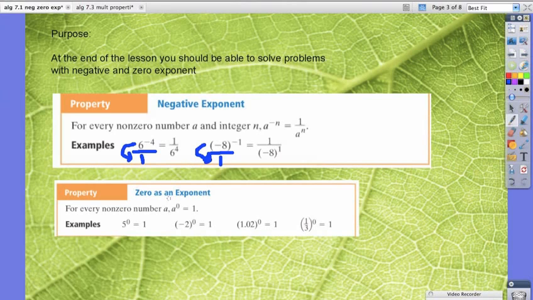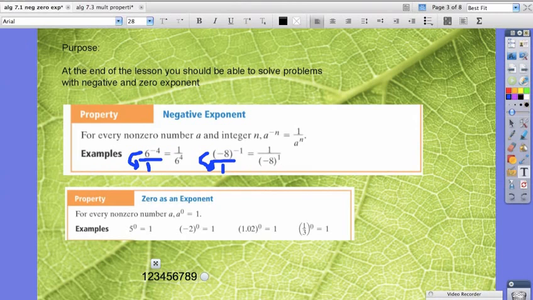For zero exponents, these are fairly easy. It basically says for every non-zero number a, a to the 0 equals 1. So in English, it's saying if we take any number or variable and we raise it to the 0 power, that's equal to 1. And we'll explain how that works in a little bit. So again, negative 2 to the 0 power equals 1. 1 and 2/100ths to the 0 power equals 1. And to overemphasize this even more, 123456789 to the 0 power equals 1. Hopefully you're getting the idea.